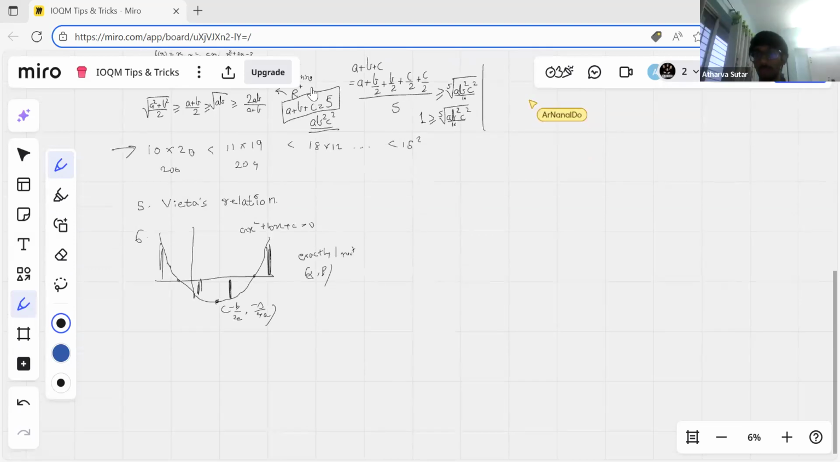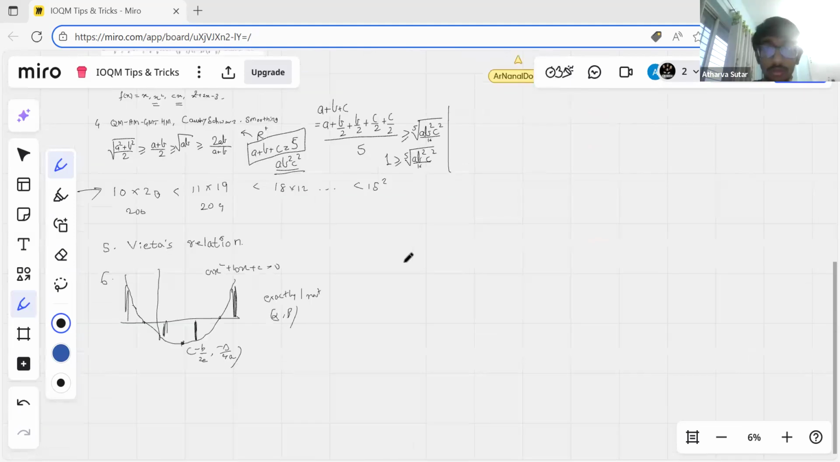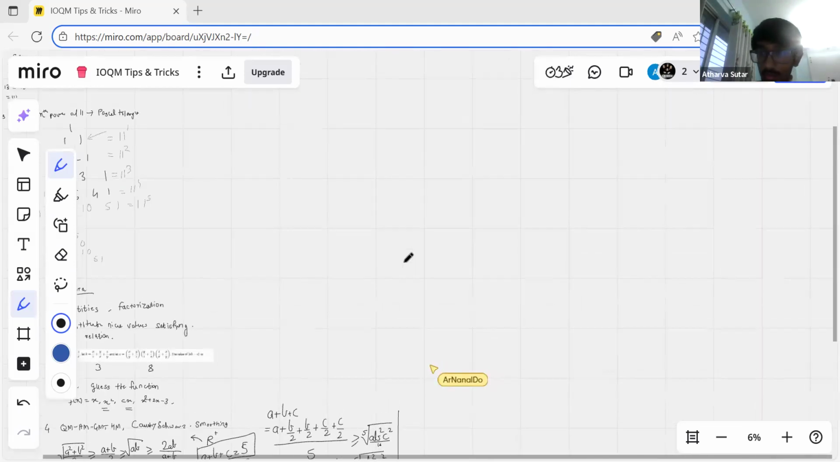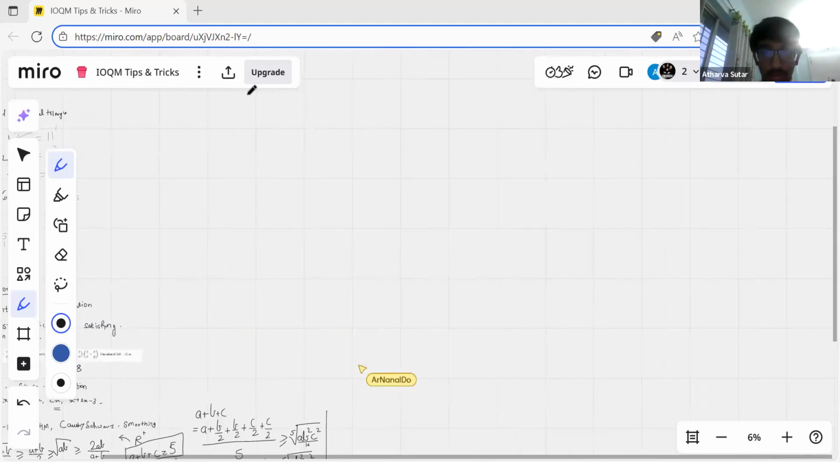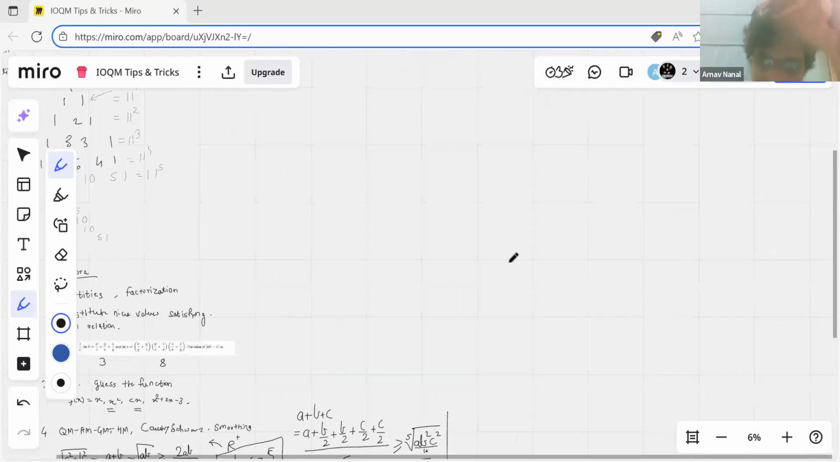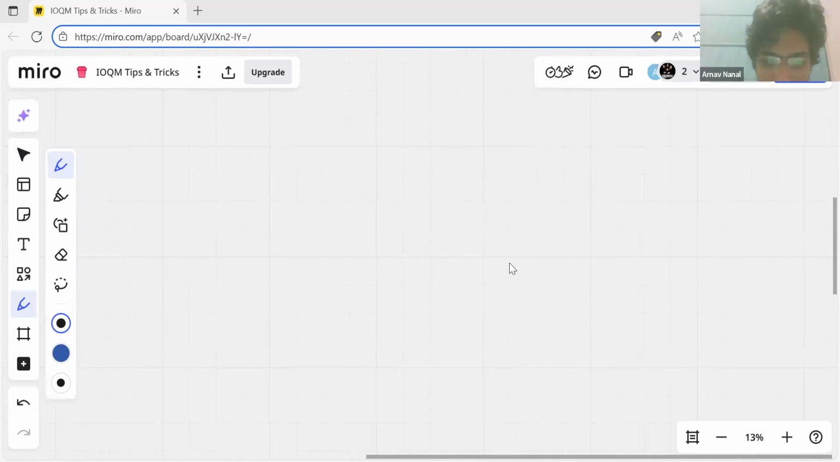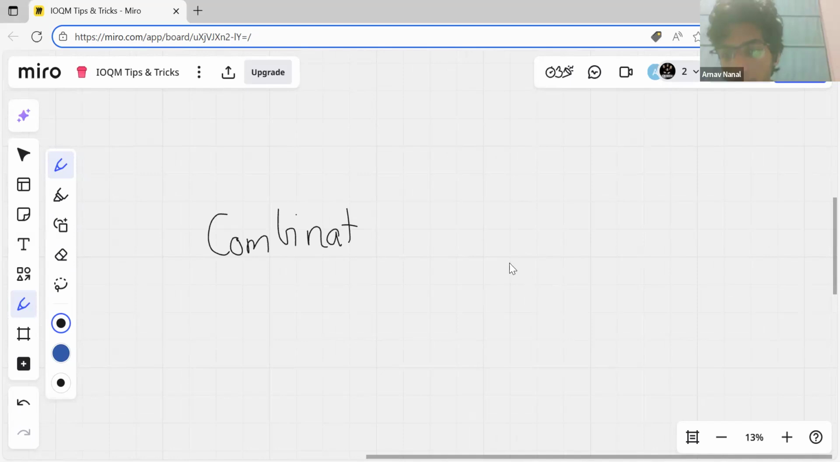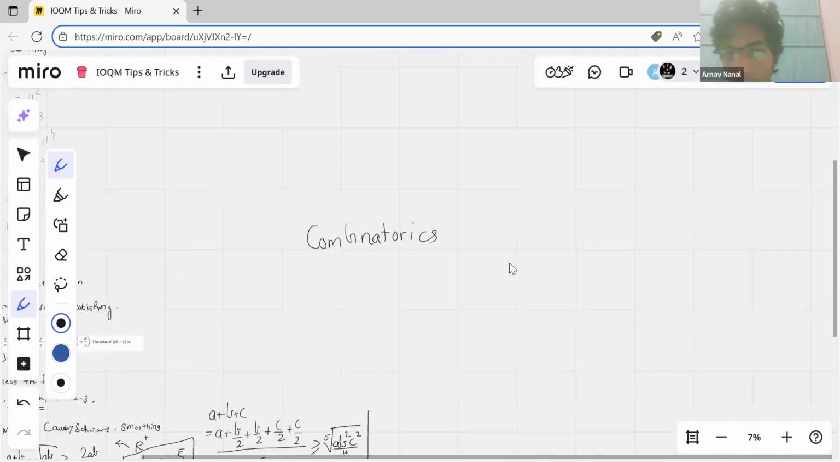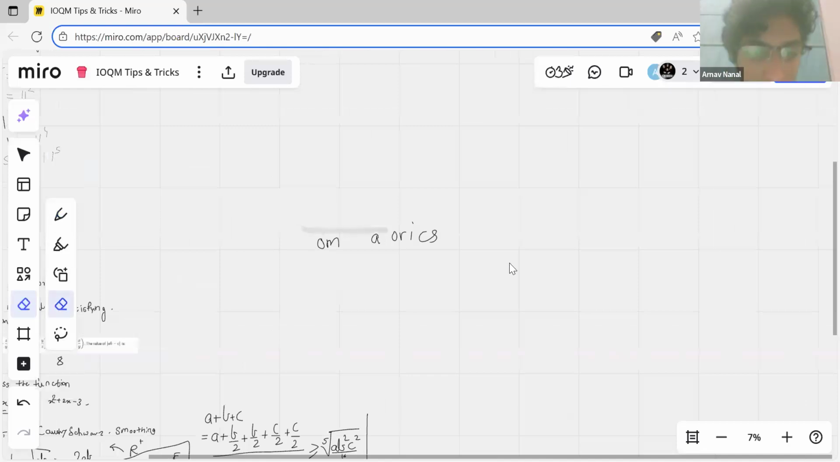Okay, let's move on to combinatorics now. Arnav, go ahead. So this is IOQM combinatorics, so it has to be computational. We will give the problems when we come to a specific topic, like we have problems for the specific topics. It will be soon.